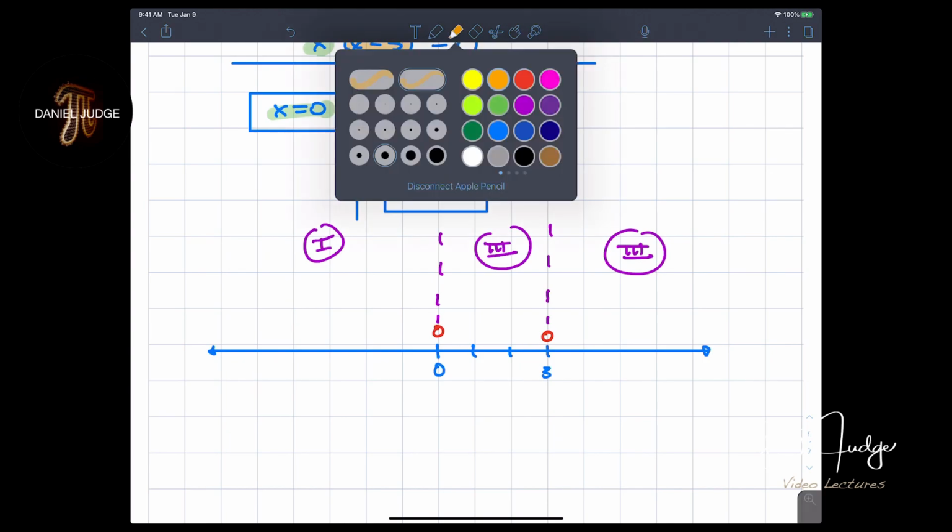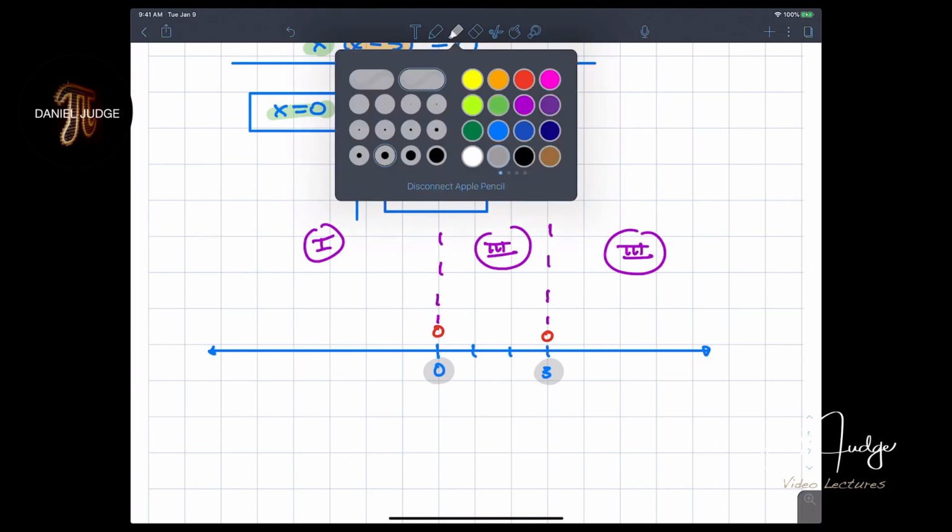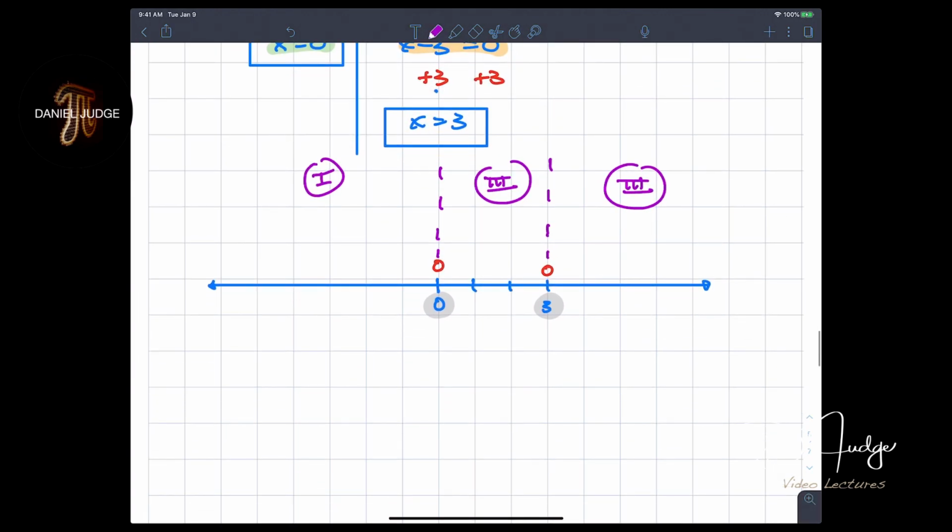Using those solutions, now we need test points, right? We've got to test every region. We need a test point clearly in region 1, so I'm going to use -3 as a test point. Now I need a test point in region 2. The problem is 0 is not available, so I have to use either 1 or 2, whichever one you like. I'm going to use 1 as a test point. And then in region 3, I guess I'll use 4 as a test point, ladies and gentlemen.